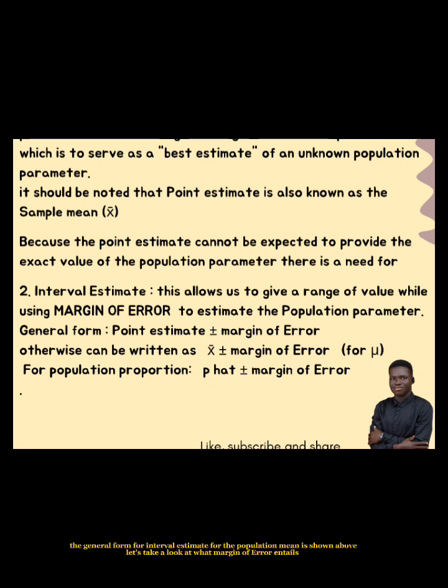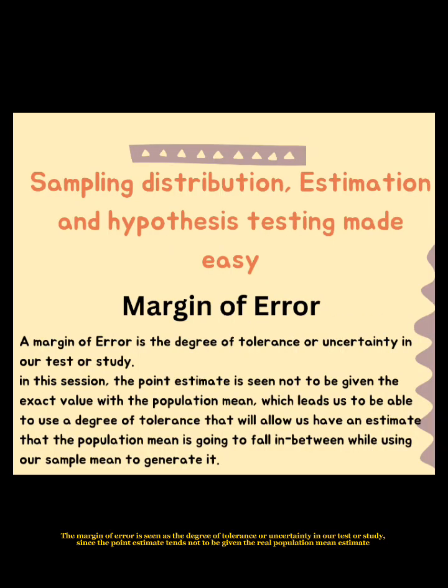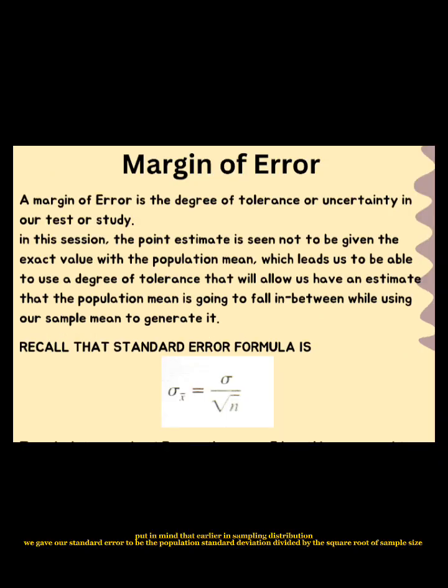The general form for interval estimate for the population mean is shown above. Let's take a look at what margin of error entails. The margin of error is seen as the degree of tolerance or uncertainty in our test or study, since the point estimate tends not to give the real population mean, which leads us to use the margin of error to have an interval estimate, which our population mean will fall in between while using the sample mean. Keep in mind that earlier in sampling distribution, we gave our standard error to be the population standard deviation divided by the square root of the sample size.